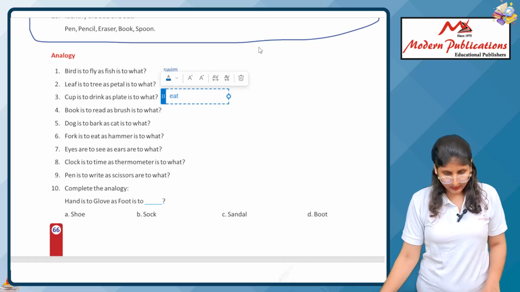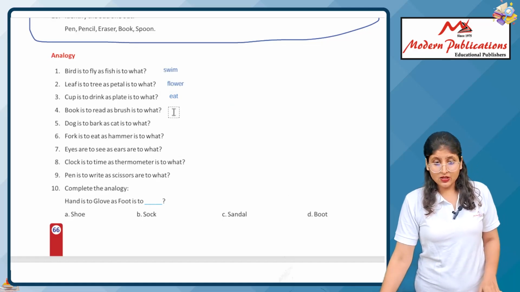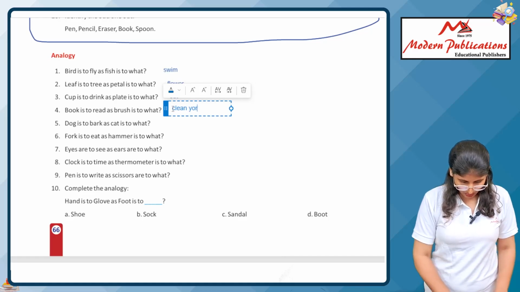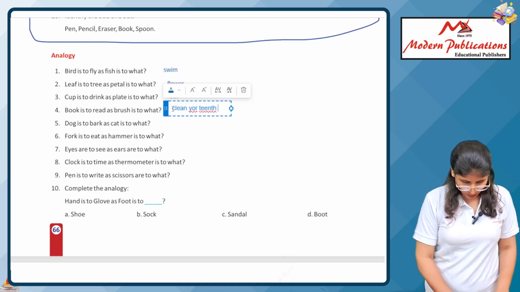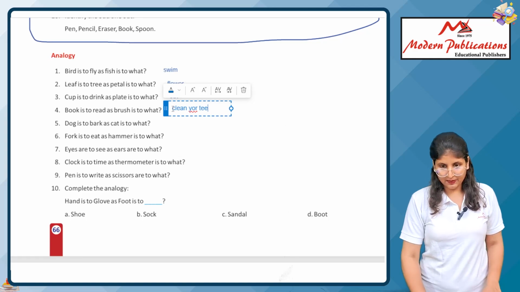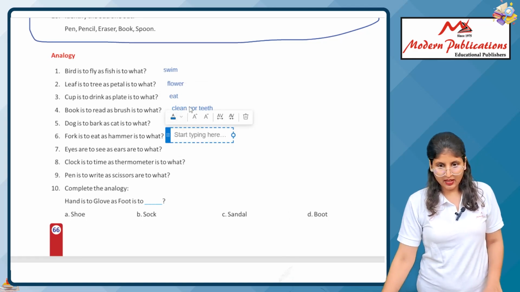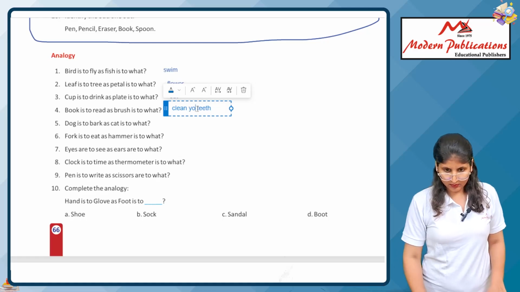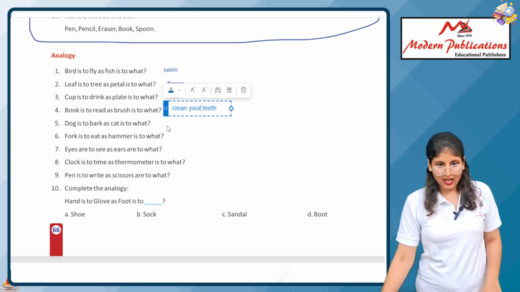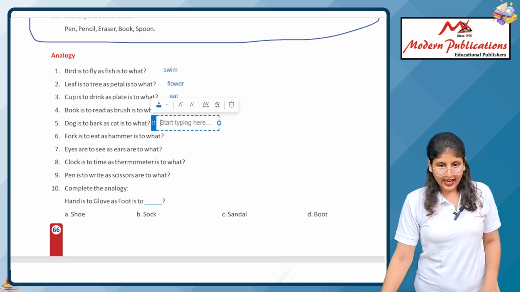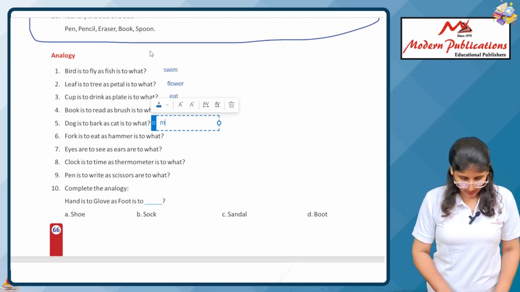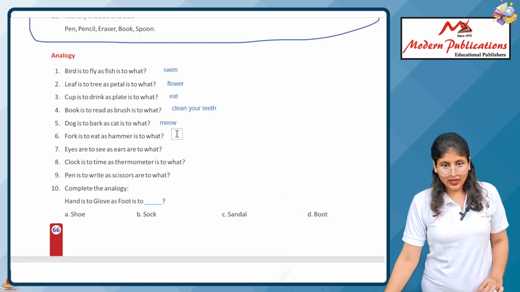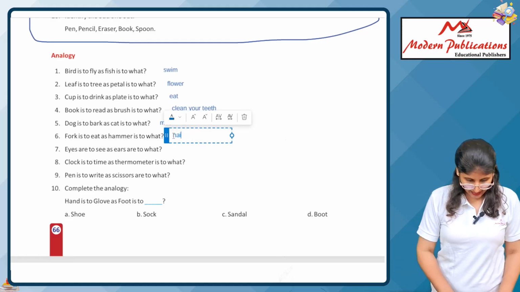Yes. Next, book is to read. Brush is to clean your teeth. Yes, clean your teeth, or we can say clean anything. So we can use a brush for cleaning. Okay. Next is, dog is to bark and cat is to what? Cat to meow. Next, fork is to eat and hammer is to nail.